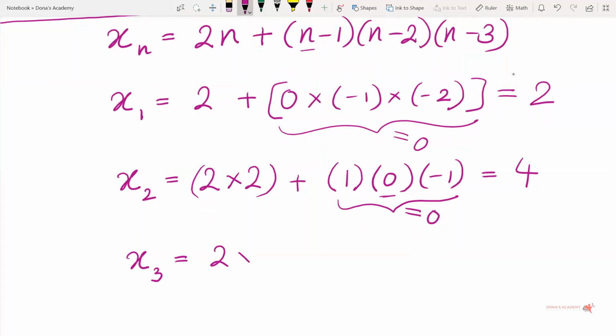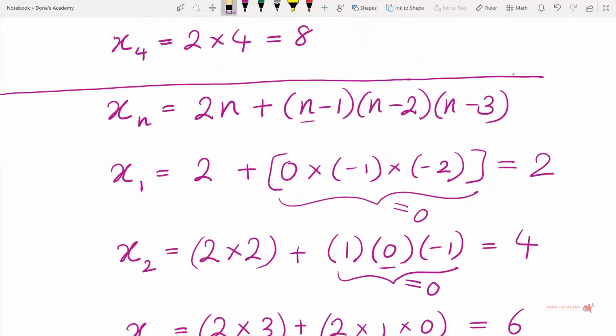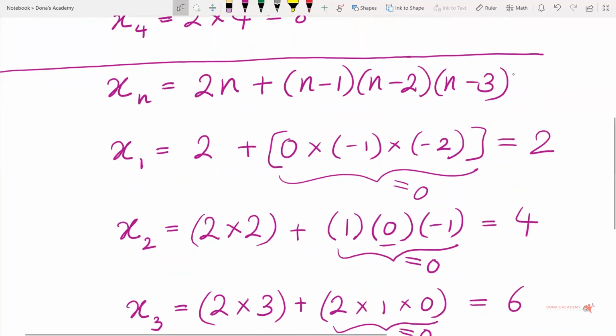So I get 2 times 3 plus 2, 1, and then 0. Again, this term is 0. So I get 6. So I still get 2, 4, and 6 for the first 3 terms, even if I use this new general term, general formula. How about x4 now? Is it still 8?